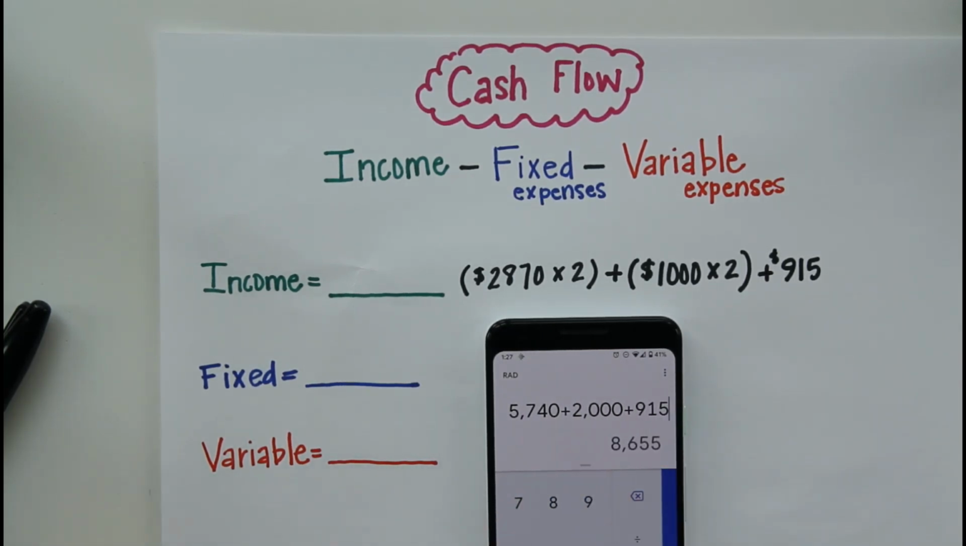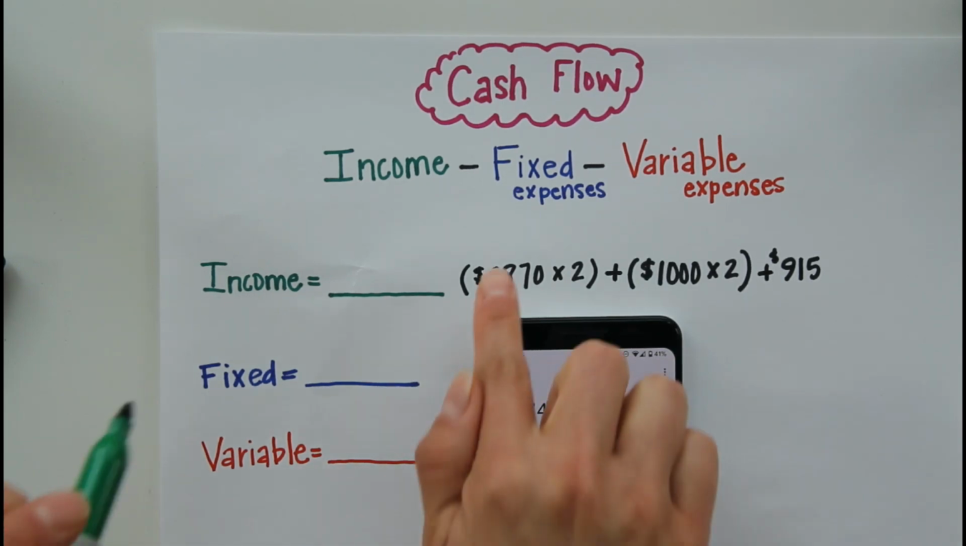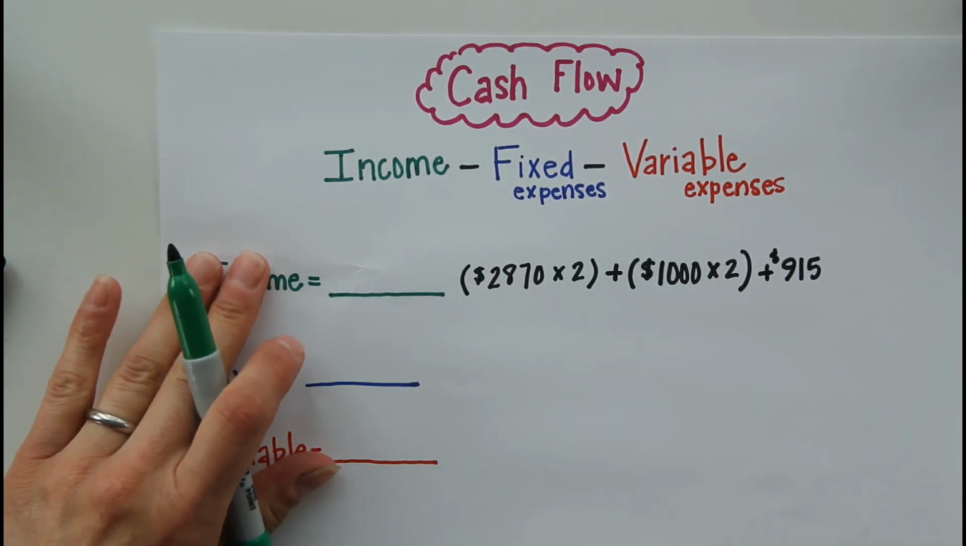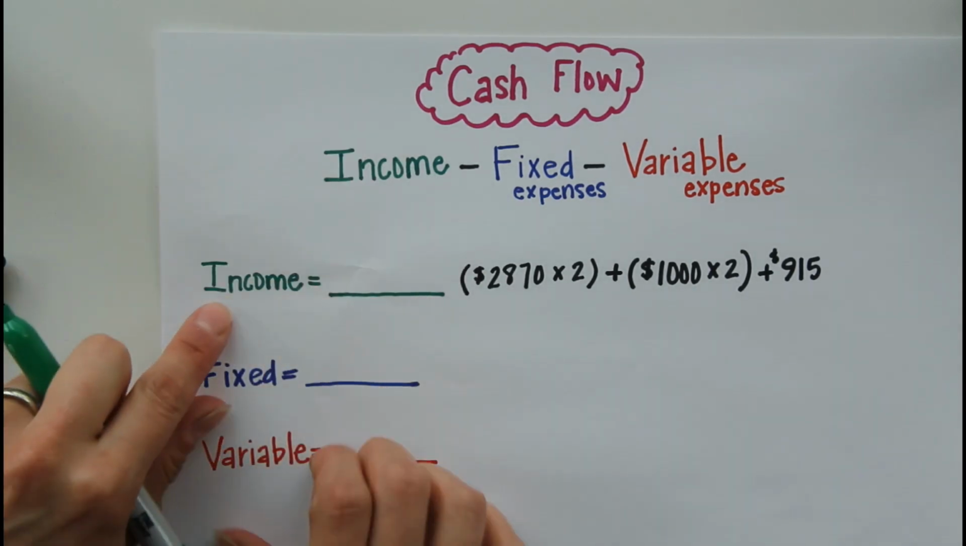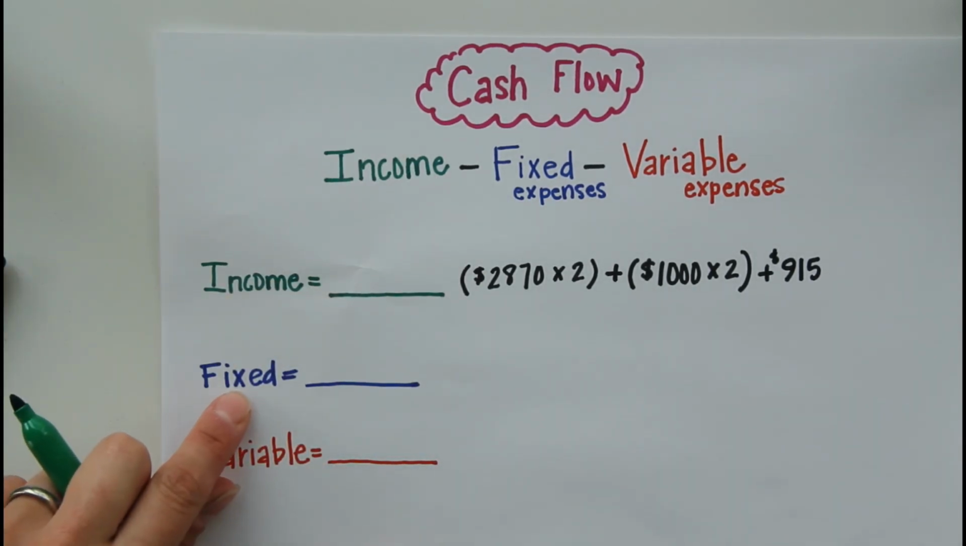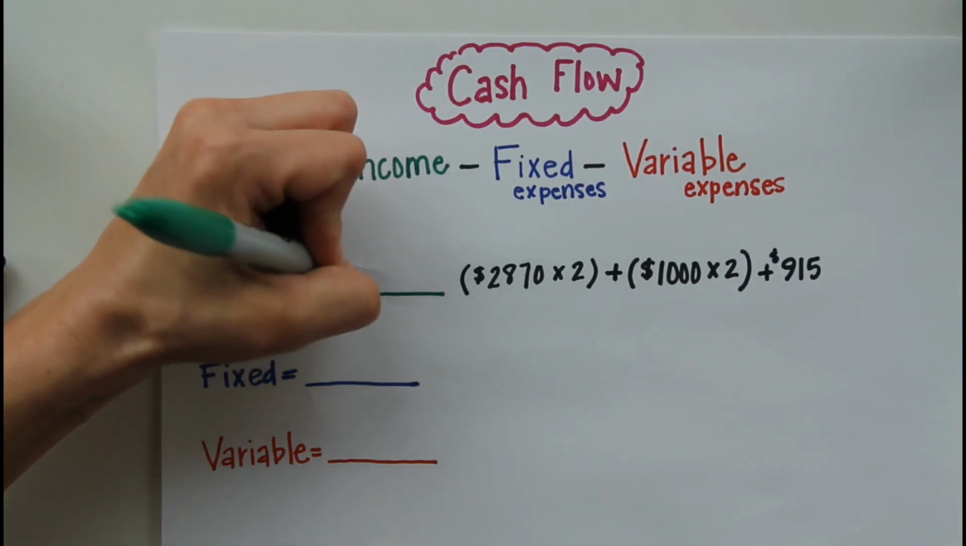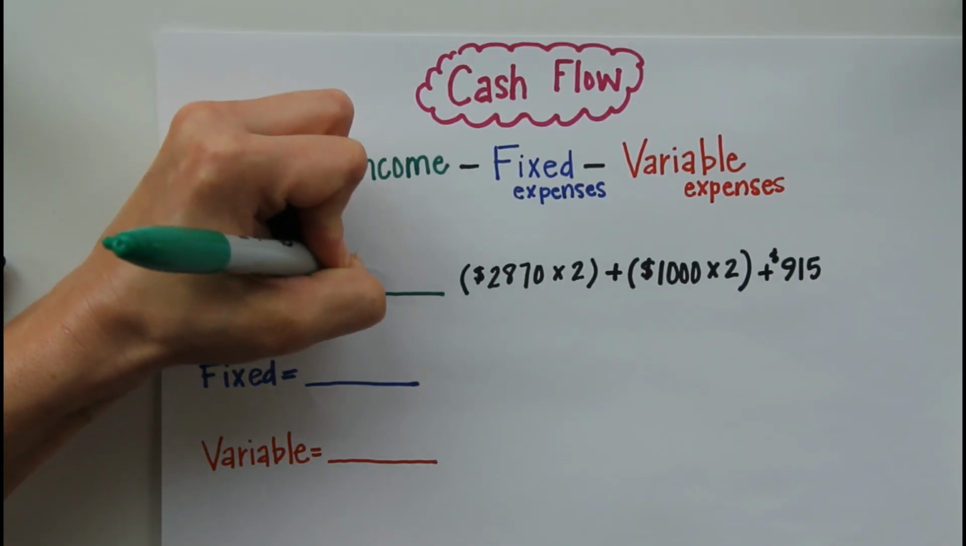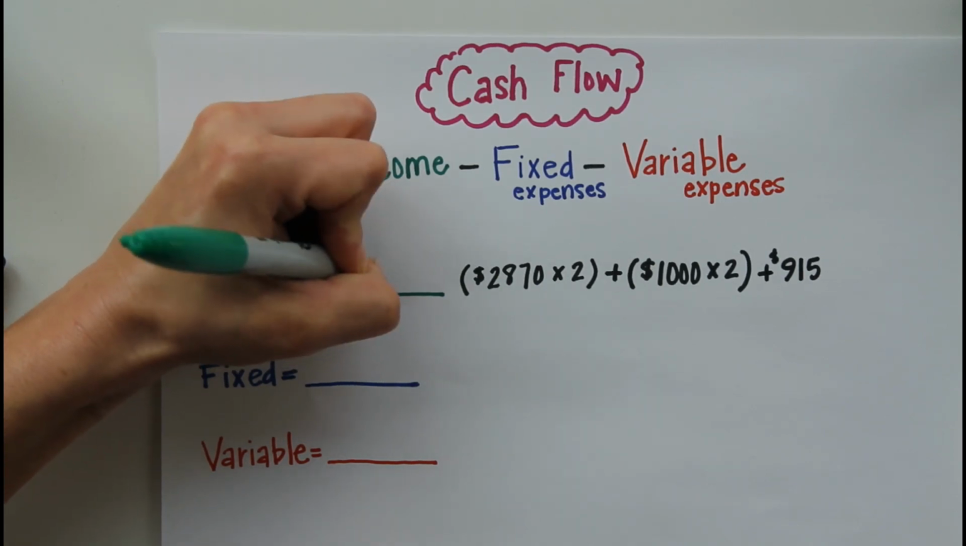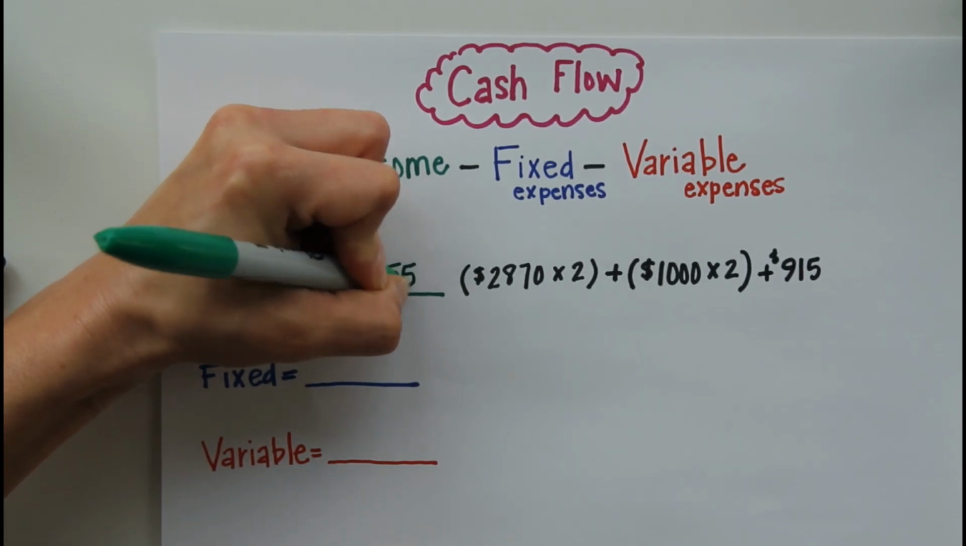So our income is every month, and I underestimate these. I would recommend that as well. Underestimate your income, overestimate your expenses, so you can give yourself a nice cushion. So it is $8,655.